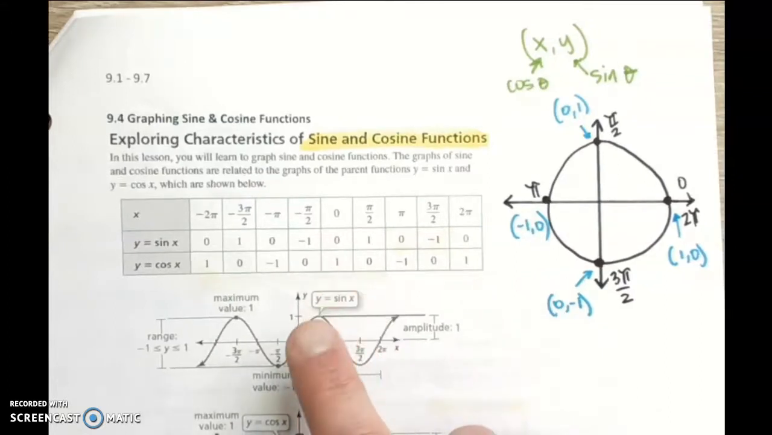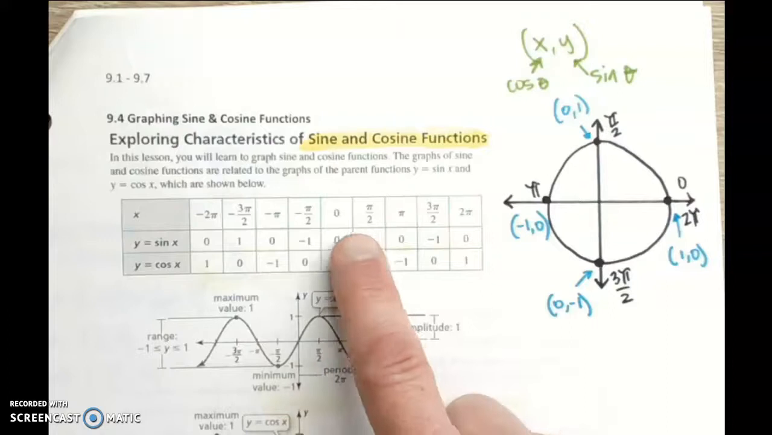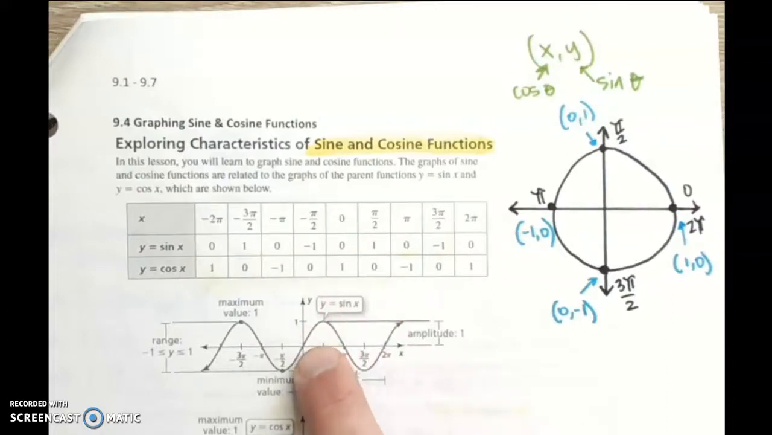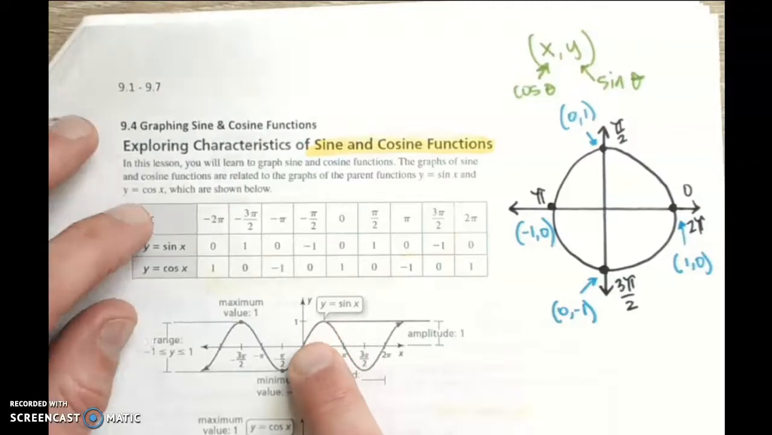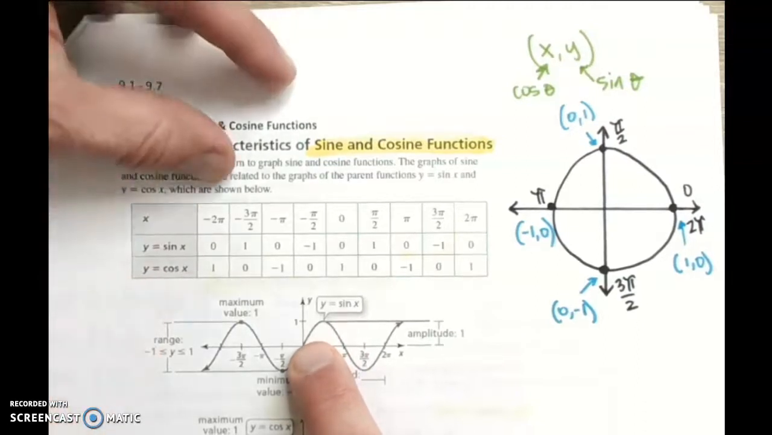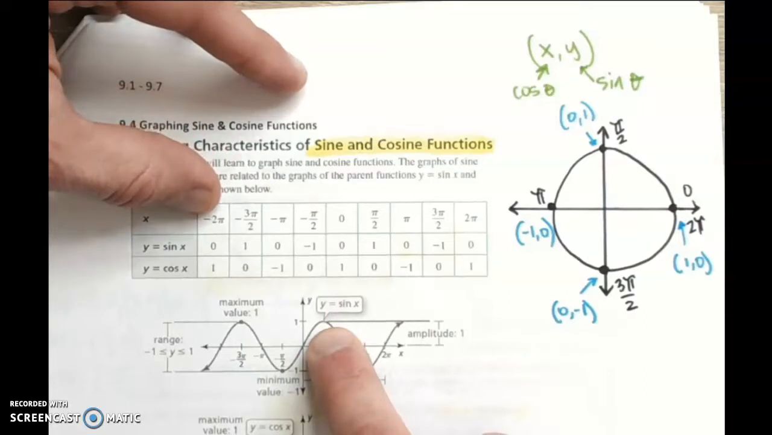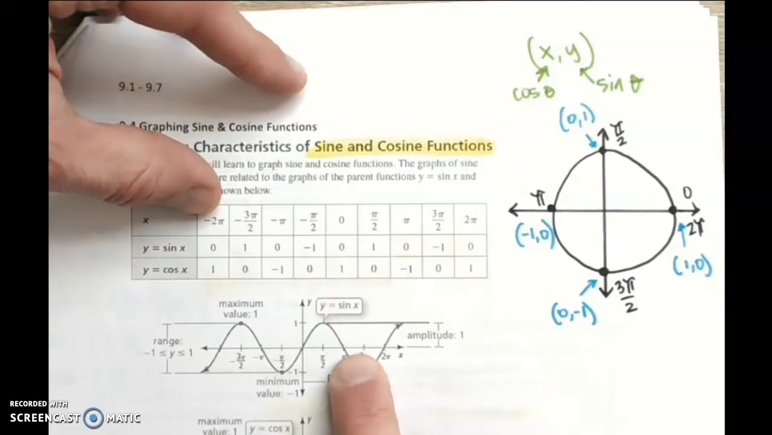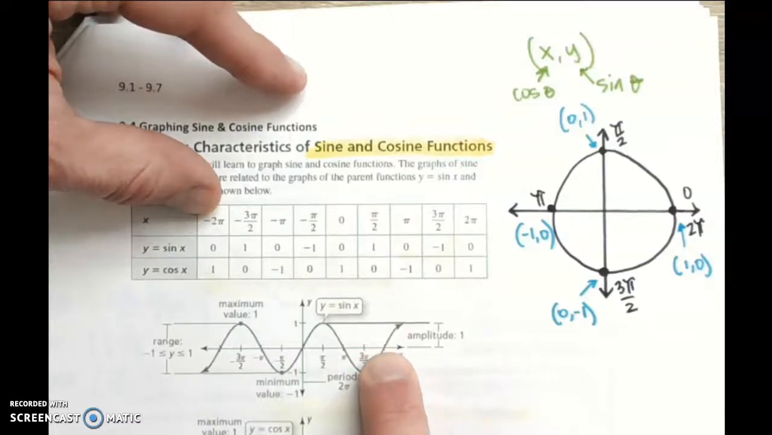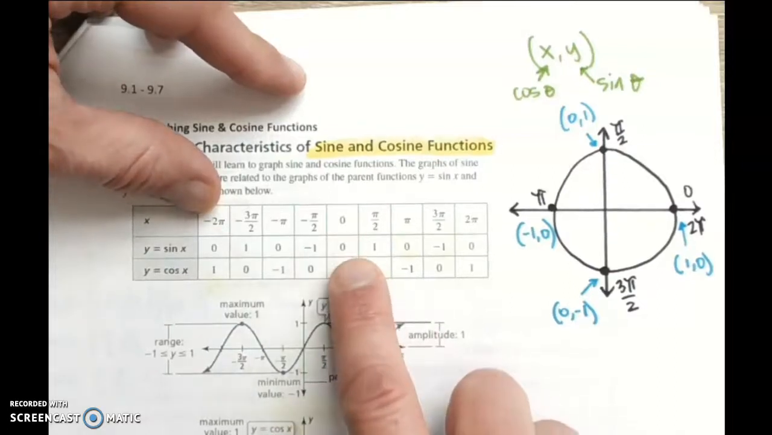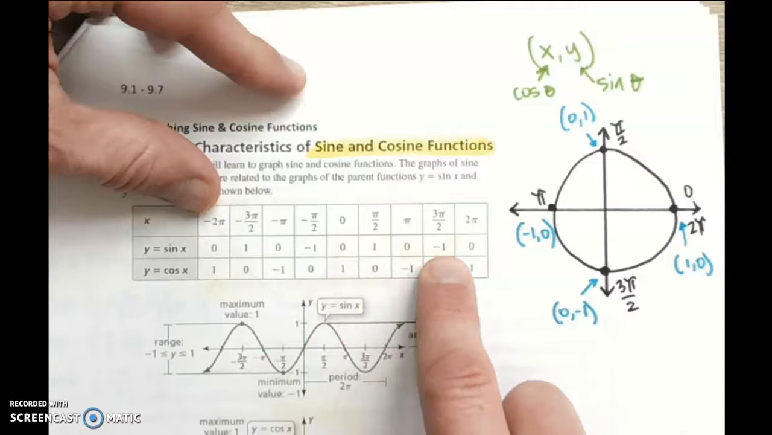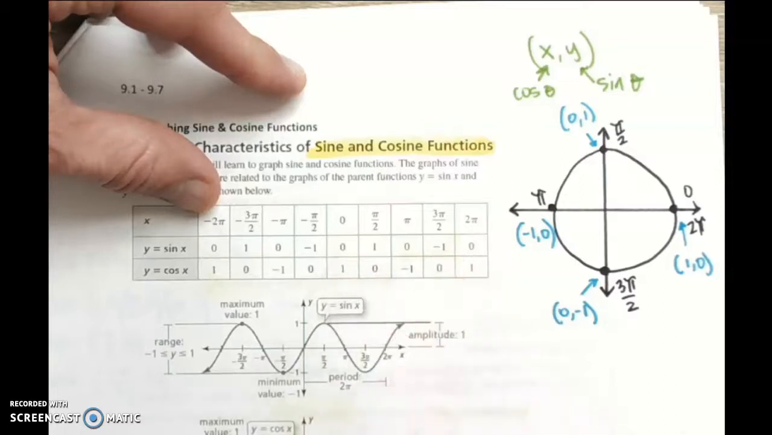Okay, so first thing I want you to recognize is really at 0, we have 0, 0 for this sine. Alright, so here's our sine. So 0, 0. Then it's going to go up to 1, and then down to 0, and then to negative 1, back to 0, and then up to 1, and back to 0. So it's really following this: 0, 1, 0, negative 1.